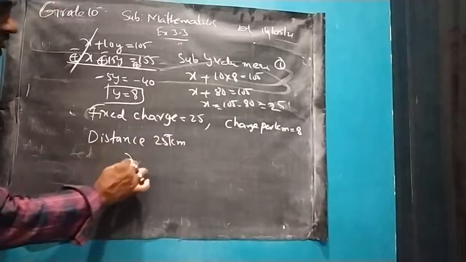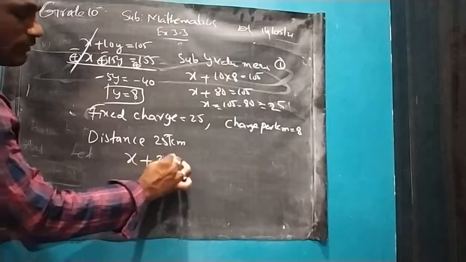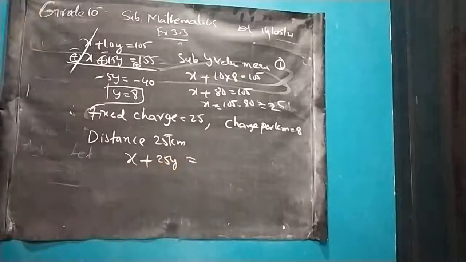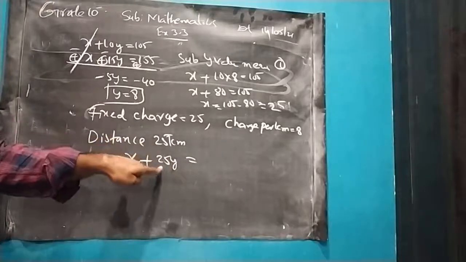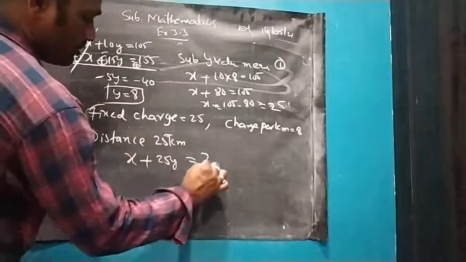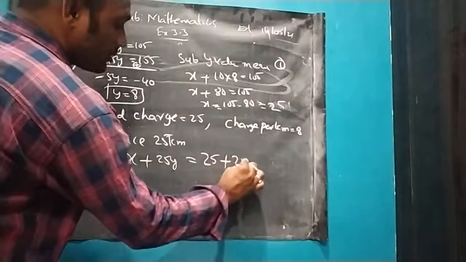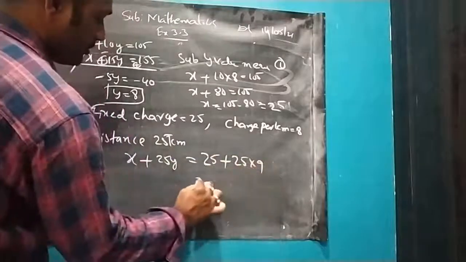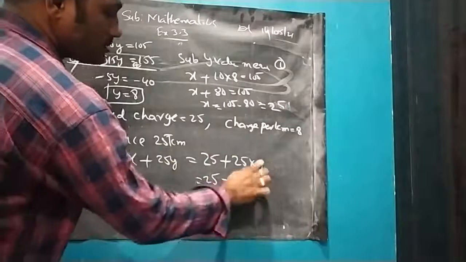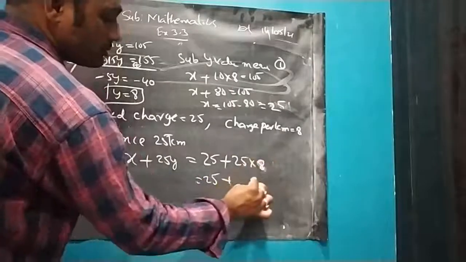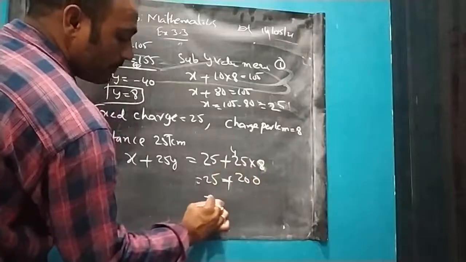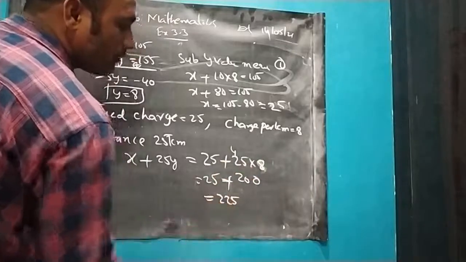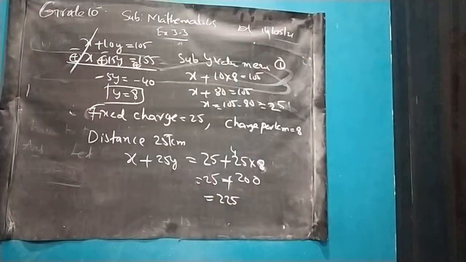So how will the equation become here? x plus 25y, we have to find out. Fixed charge plus charge per kilometer. So how many kilometers are we traveling this time? 25. So what is our x value? 25 plus 25 into 8. So 8 5s are 40, 8 2s are 16, 20, 200. It means we are going to pay 225 rupees. For 25 kilometers we have to pay 225 rupees.